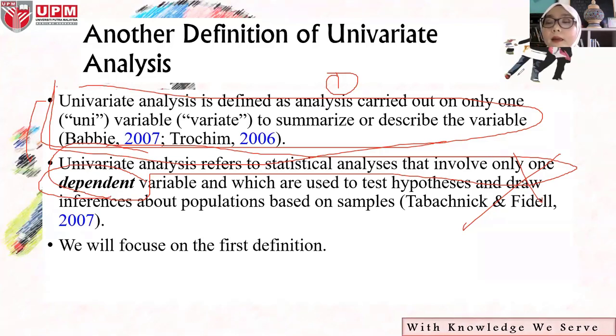Okay, and then t-test is considered to be univariate. Okay, so for this class, saya nak pakai the first definition. Maksudnya, for univariate ni, it's referring to analysis that just describes the variable, describes one variable, not limited to only one dependent variable. Okay?